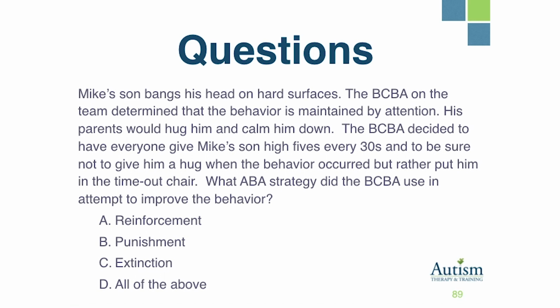What ABA strategy did the BCBA use in an attempt to improve the behavior? A. Reinforcement. B. Punishment. C. Extinction. Or D. All of the above.